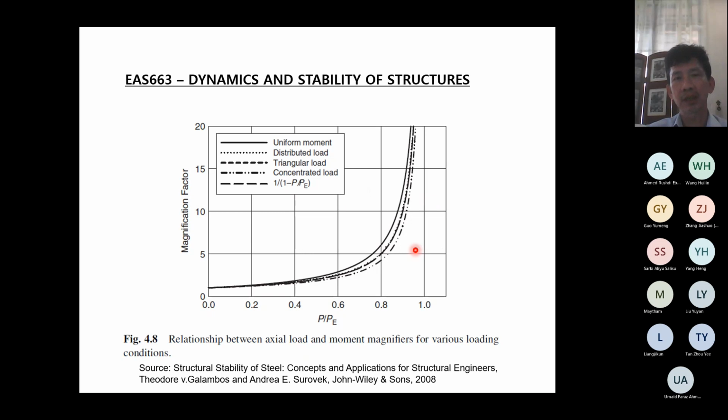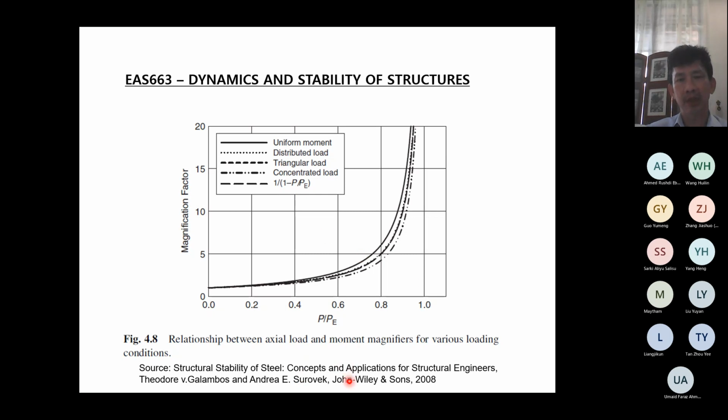So the first thing we can see is that for these four cases, they are very close to each other. When P over PE is less than 0.2, in this range, they almost coincide with each other. As P over PE gets larger, they start to deviate from each other, but they still stay close to each other, and they are very close to this simplified form, 1 over 1 minus P over PE.